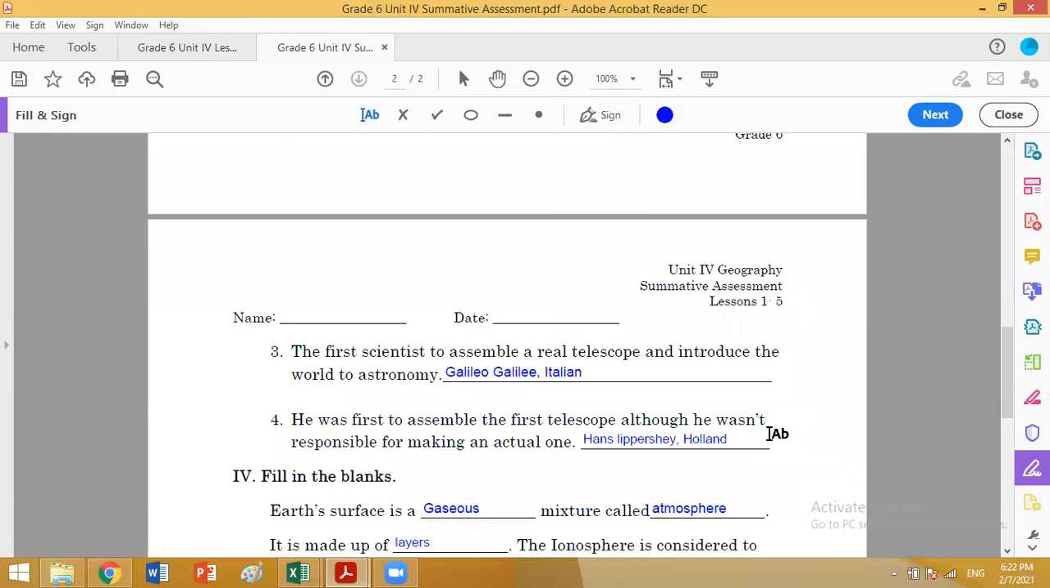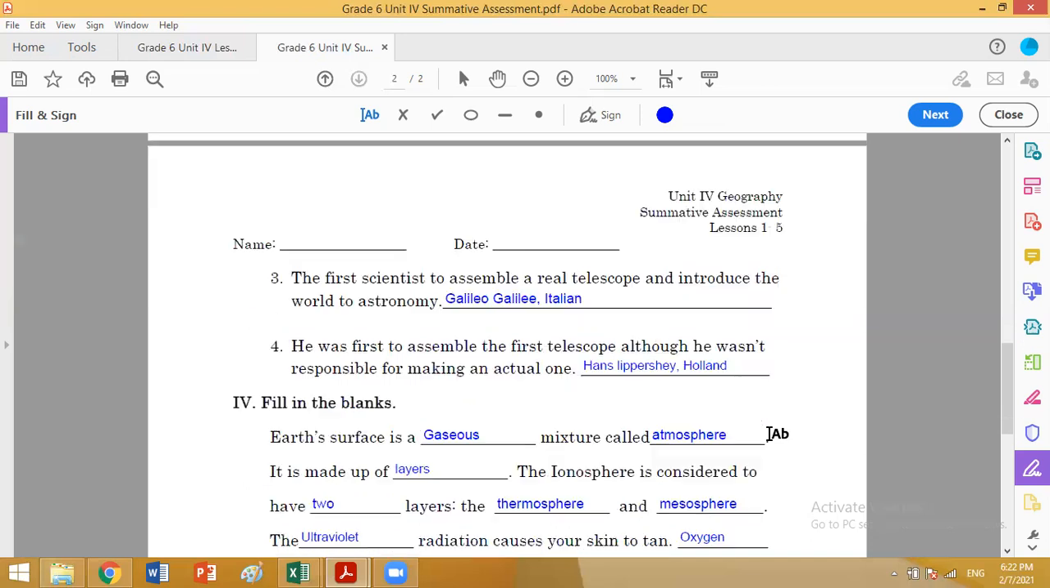Number 3. The first scientist to assemble a real telescope and introduce the world to astronomy. Galileo Galilei. He was an Italian. Number 4. He was first to assemble the first telescope, although he wasn't responsible for making an actual one. Hans Lippershey. He was from Holland.